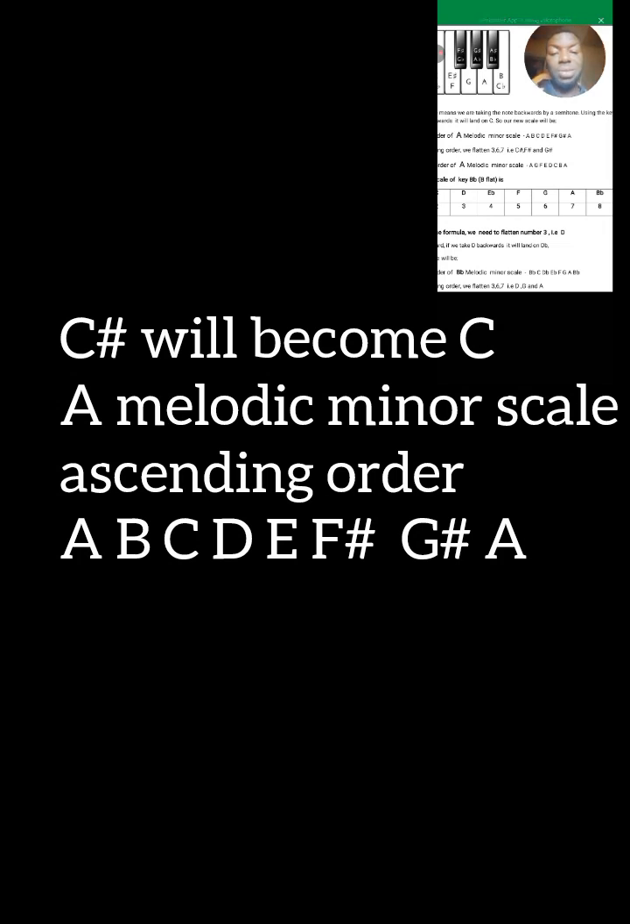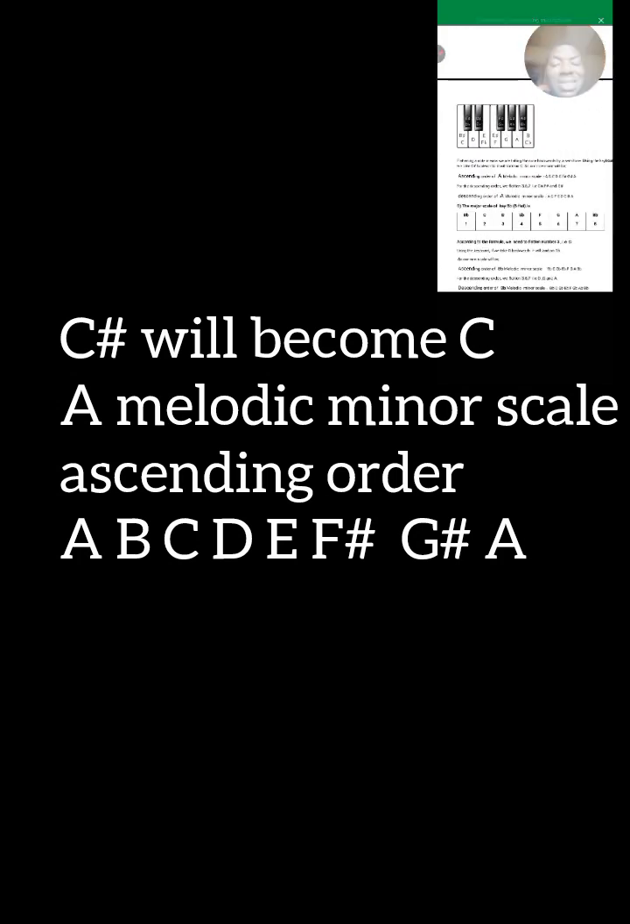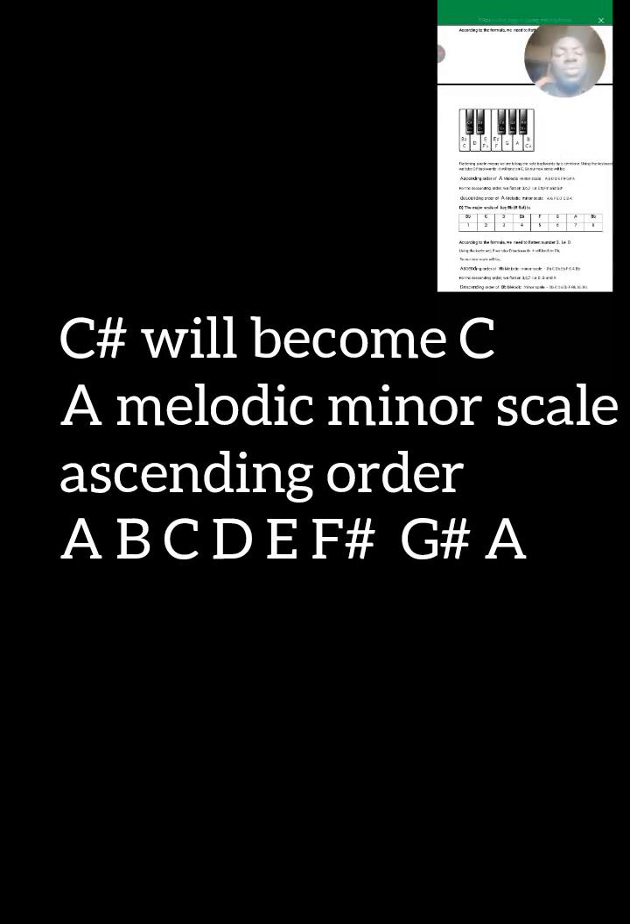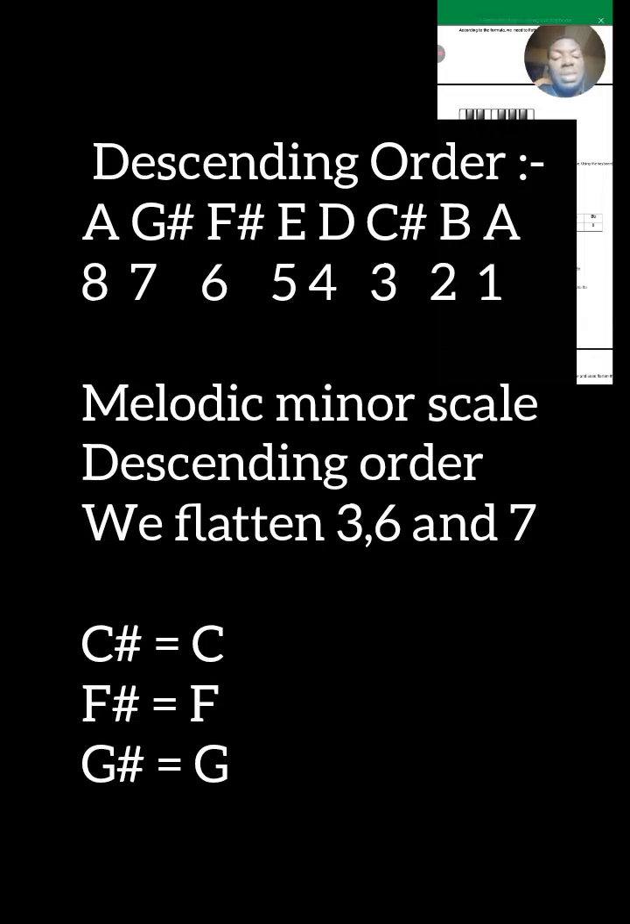Only the 3rd note. But the descending order is different. For the descending order, we have to flatten number 3, number 6, and number 7. We did this before when we were treating the natural minor. Number 3 is C sharp. If you flatten it, it becomes ordinary C. Number 6 is F sharp. If you flatten F sharp, it becomes ordinary F. Number 7 is G sharp. If you flatten G sharp, it becomes ordinary G. Are we there?